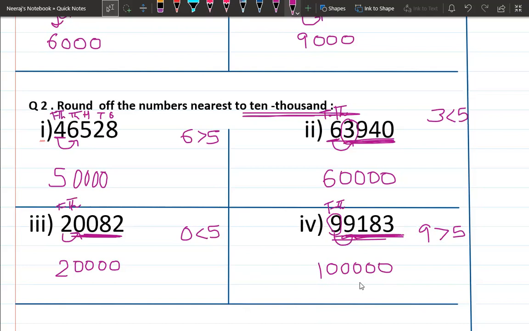So children, in this way you have to do the questions. But children, you have to divide the page into 2 parts so that all the questions will come on 1 page.